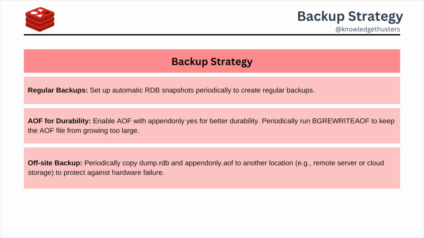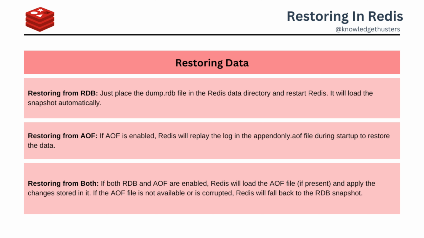So now let's see how you can restore. If you are using RDB, you just need to place the dump.rdb file into your Redis data directory and restart Redis. It will load the snapshot automatically. For AOF, Redis will automatically restore data from the AOF file on restart, so nothing needs to be done manually.